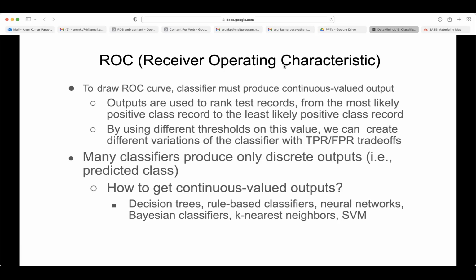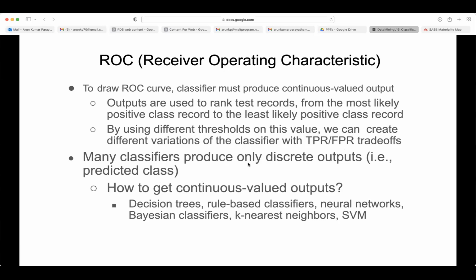So first of all, to draw the ROC curves, we need to get the continuous value outputs for prediction, for all the instances which you are testing to see how this algorithm is working, and order them in a sorted manner. Then you select a threshold, and for that threshold, you compute how much true positive rate you are getting and what the false positive rate is. That will become a point for you in the ROC curve.